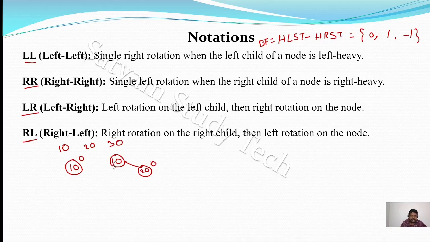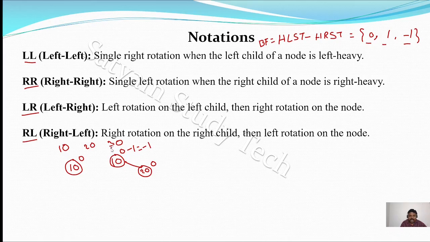But for node 10, there is no left subtree, so the left subtree height is 0. The right subtree height is 1, so this is one level. So 0 minus 1 is equal to minus 1. It is acceptable because the balance factors 0, 1 and minus 1 are acceptable. So it is still balanced. The tree is a balanced AVL tree.